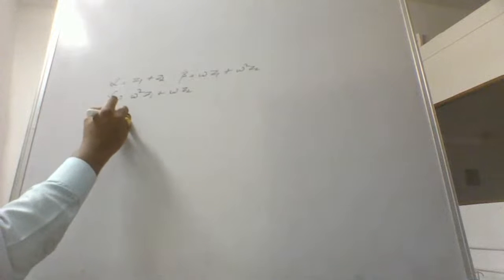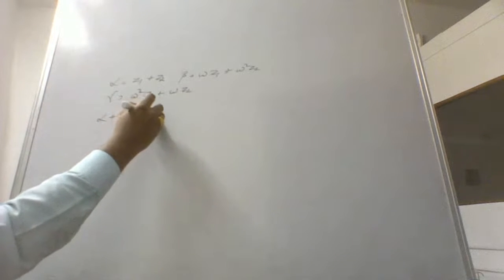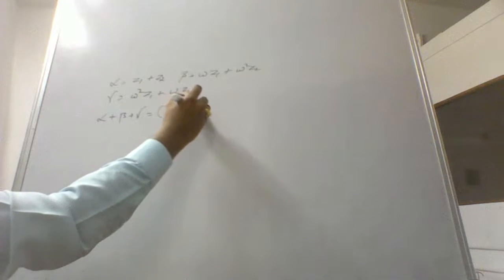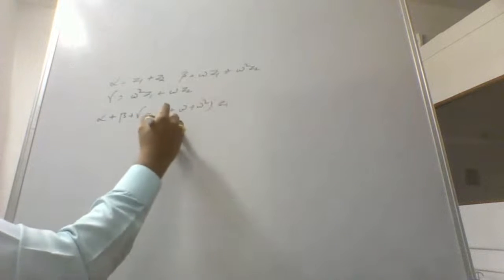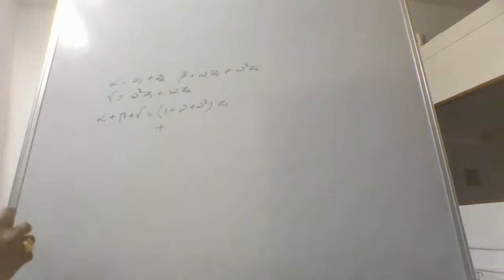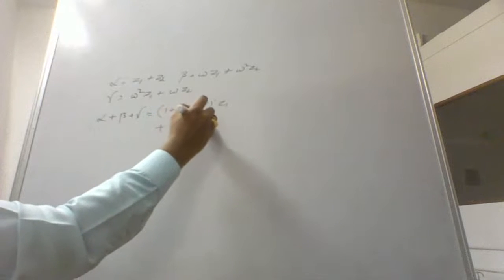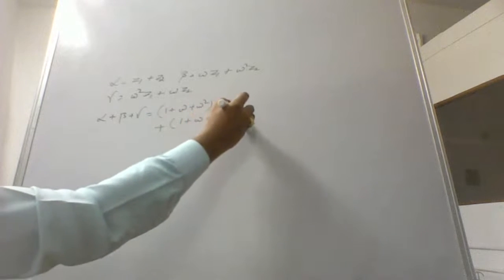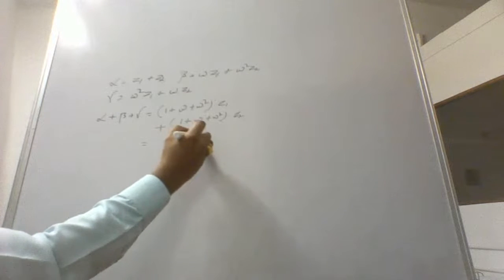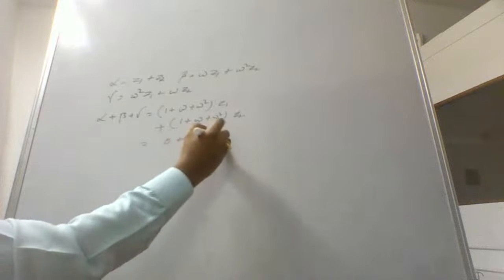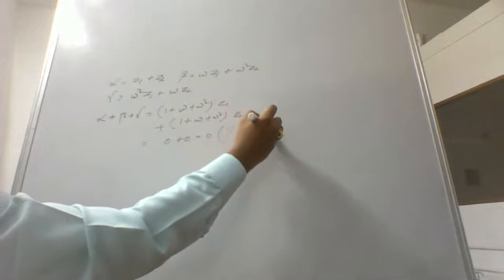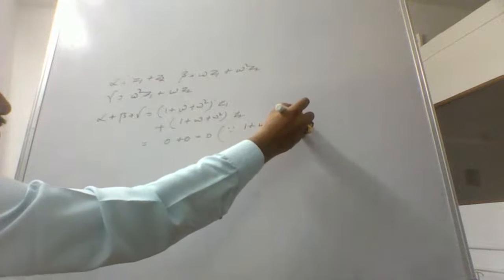Let us find that. Okay, so we have alpha plus beta plus gamma, which is (1 plus omega plus omega square) z1 plus (1 plus omega plus omega square) z2. So this is 0 plus 0, which is equal to 0, since we know that 1 plus omega plus omega square is equal to 0.